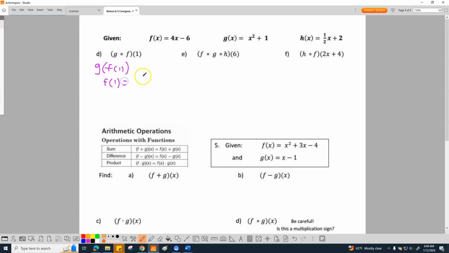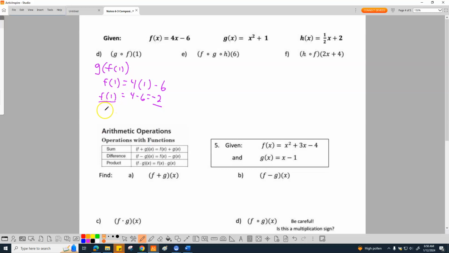So f of 1 is equal to 4 times 1 minus 6. How did I do that? I went to my f of x, which is f of x equals 4x minus 6, and then I plugged in that 1. So let's see what I'm done with. 4 times 1 is 4. Minus 6 is equal to negative 2. So I know that f of 1 is, in fact, negative 2.